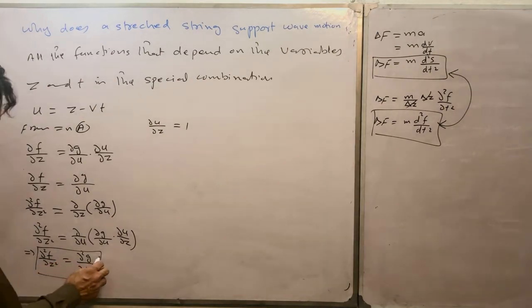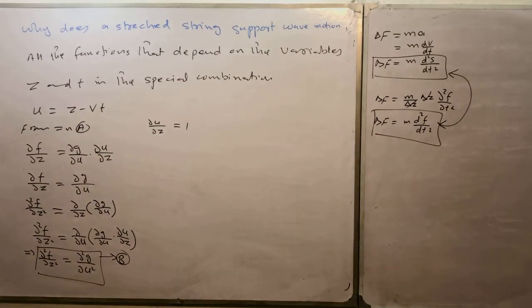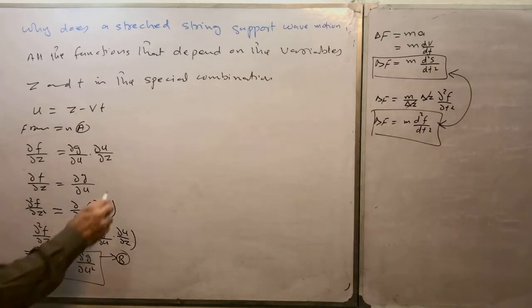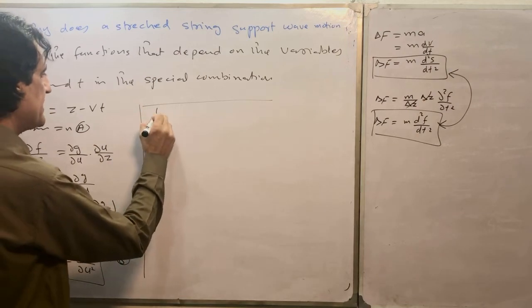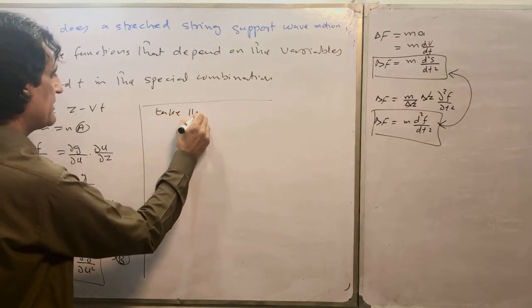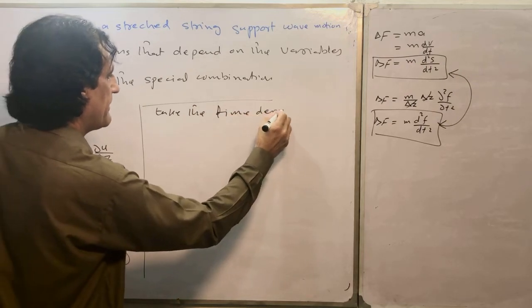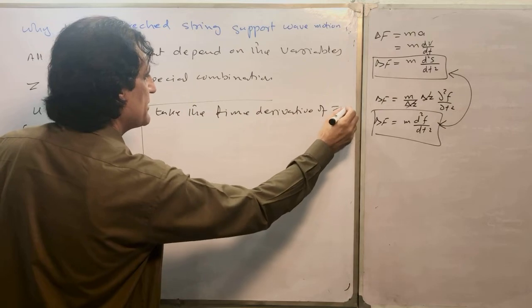And now I call this equation number B. I want to take the time derivative of equation A.